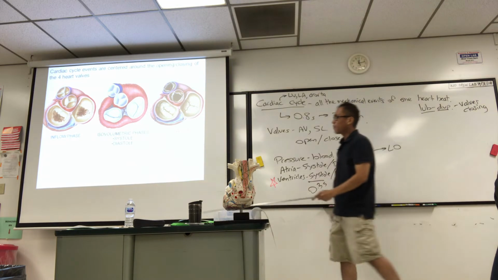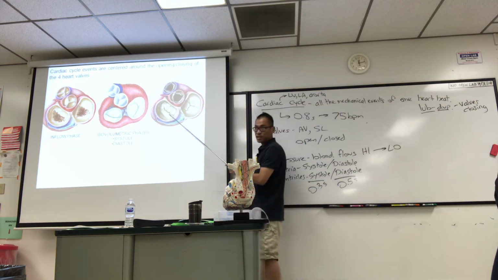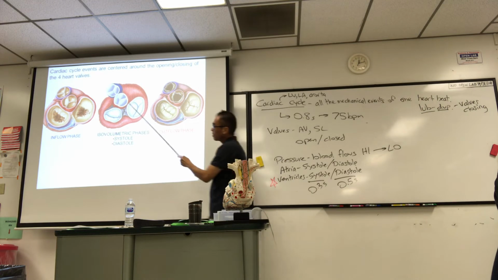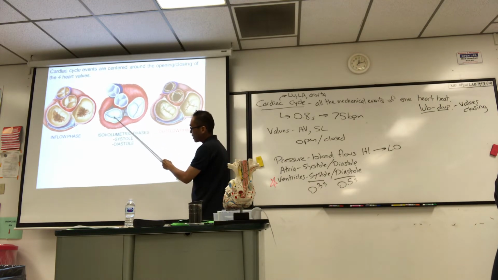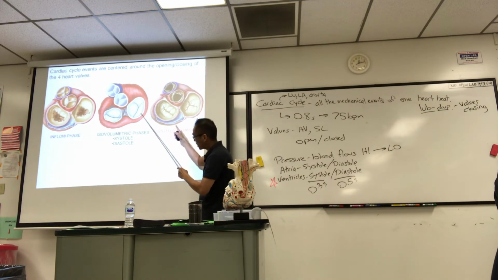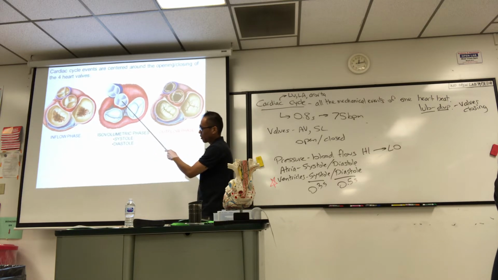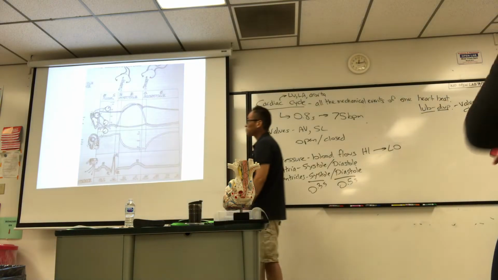Let's identify the four valves. Tricuspid, bicuspid, pulmonary semilunar valve. What's left? Aortic semilunar valve. One more time: tricuspid, bicuspid, pulmonary semilunar valve, boom, aortic semilunar valve, okay.